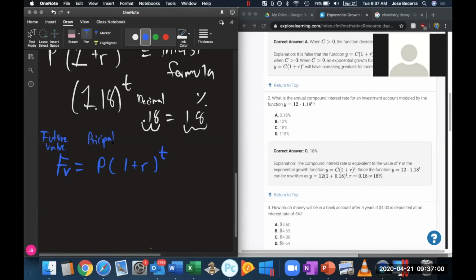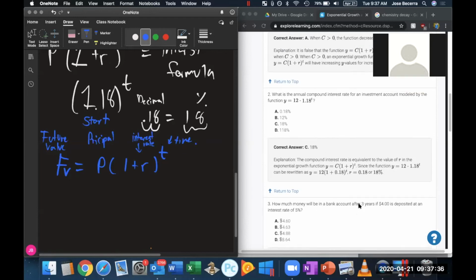What does principal mean? If you guys know Spanish, do you know what principio means? Like principal? Yeah, it means the money you start with. Principal means the money you start with, okay? R is going to be your interest rate, and T is going to be your time, okay?